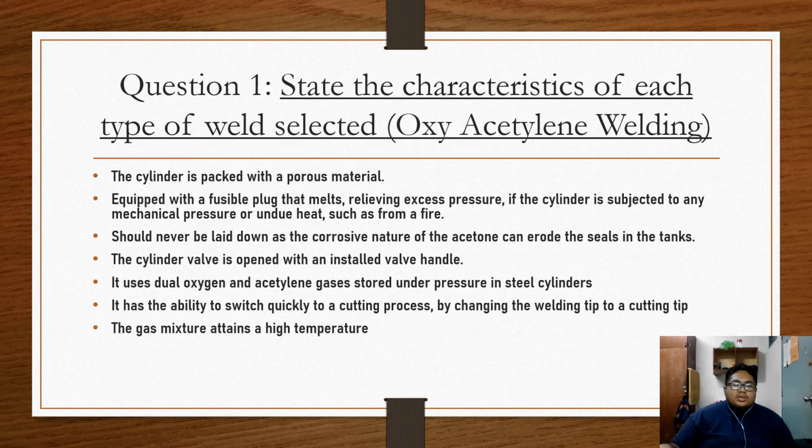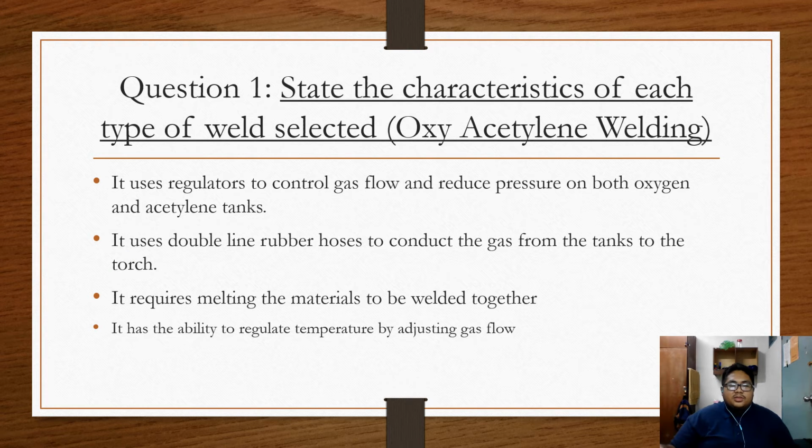The gas mixture attains a high temperature. Continuing on for the last points, it uses regulators to control gas flow and reduce pressure on both oxygen and acetylene tanks. It uses double-line rubber hoses to conduct the gas from the tank to the torch. It requires melting the material to be welded together. It has the ability to regulate temperature by adjusting gas flow.